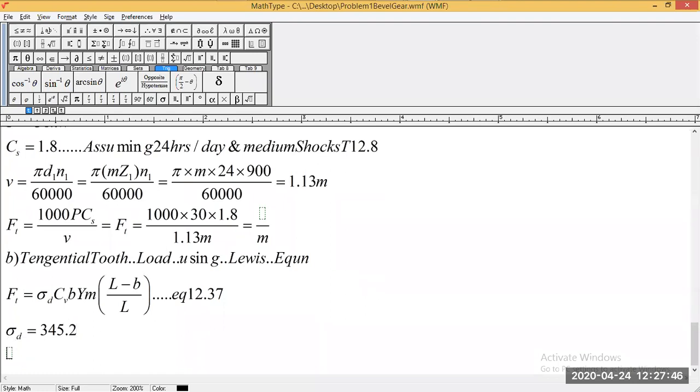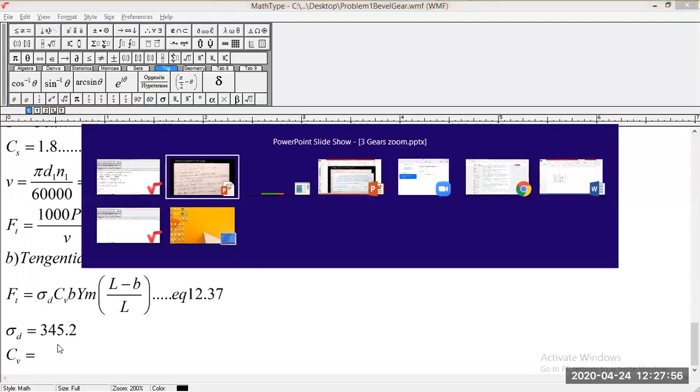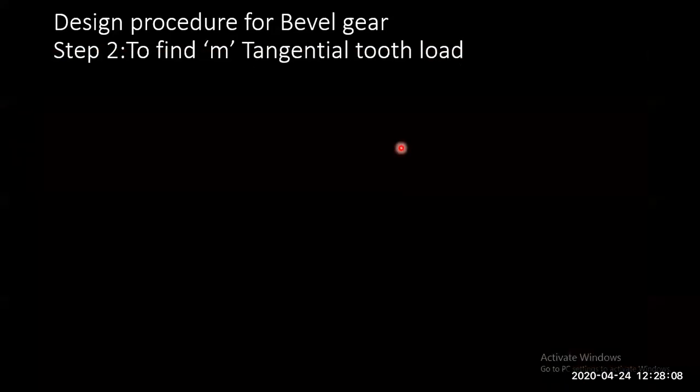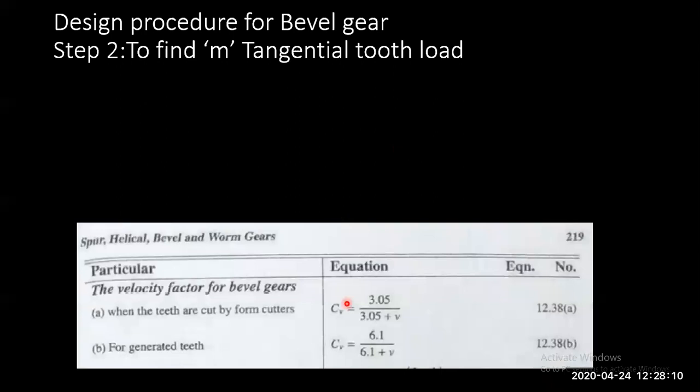Then CV. CV is the velocity factor. Right, so let's check it out. CV you will calculate from equation 12.38. Let's see where it is. Right, so this is where we get the CV.